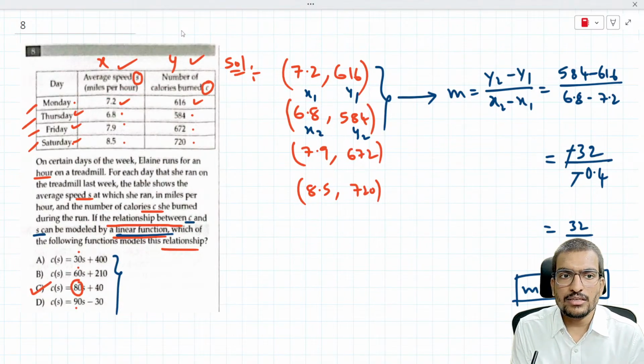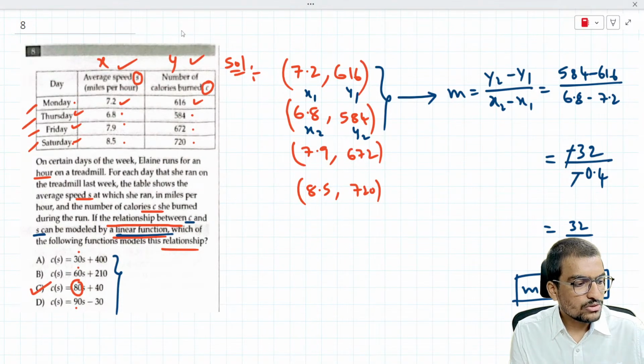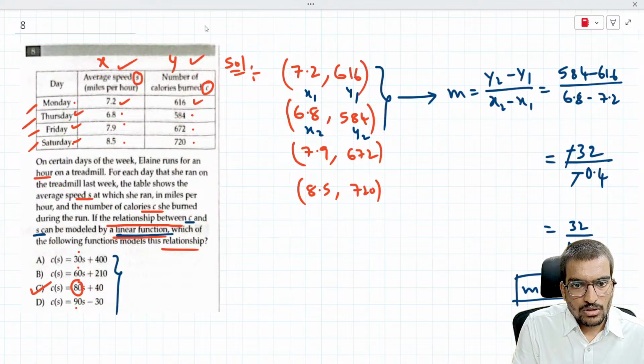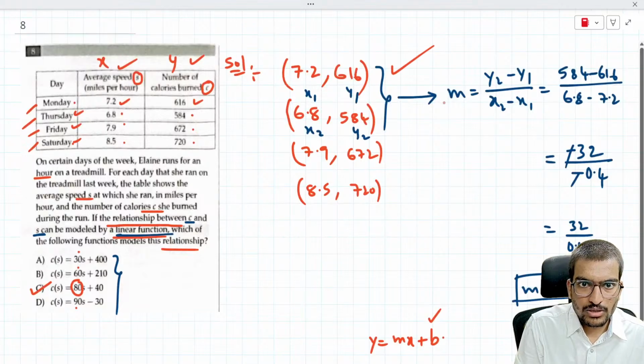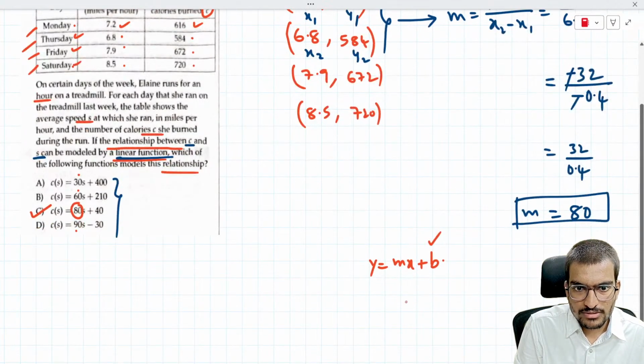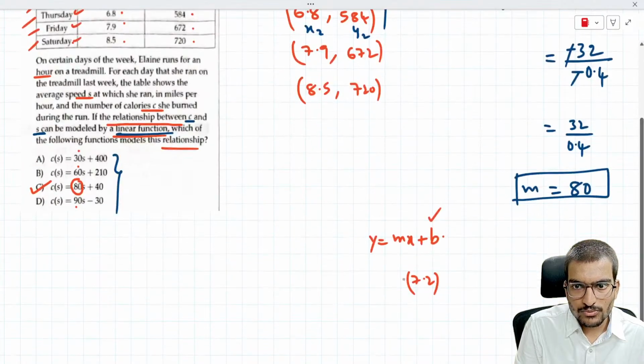You can end it in the half. You have the slope, that's fine. If you want to go ahead and solve, you can. Like y equals mx plus b. And then what is the value of b? First of all, how can we get this value of b? Take any point, like the first point. 7.2 is x and 616 is y.